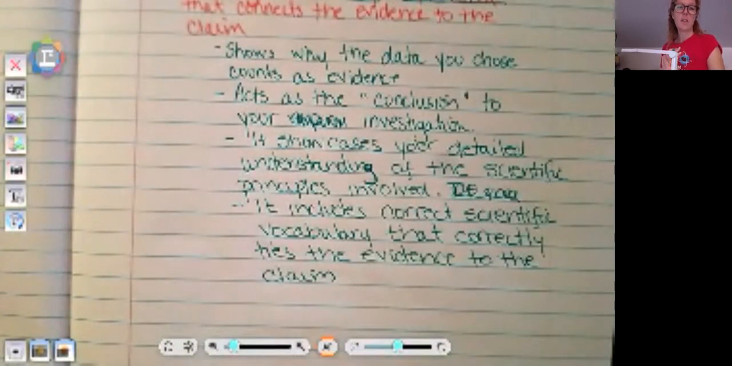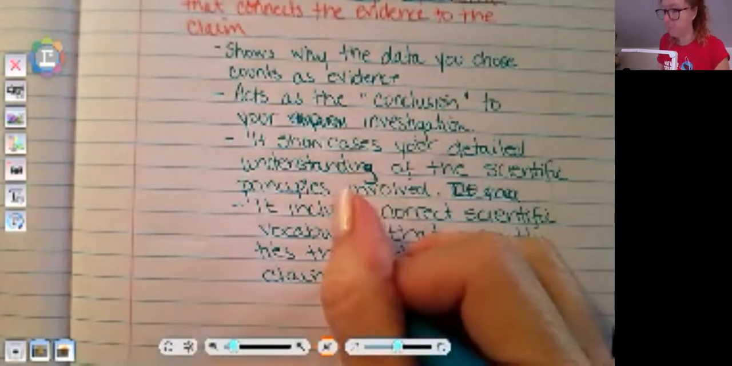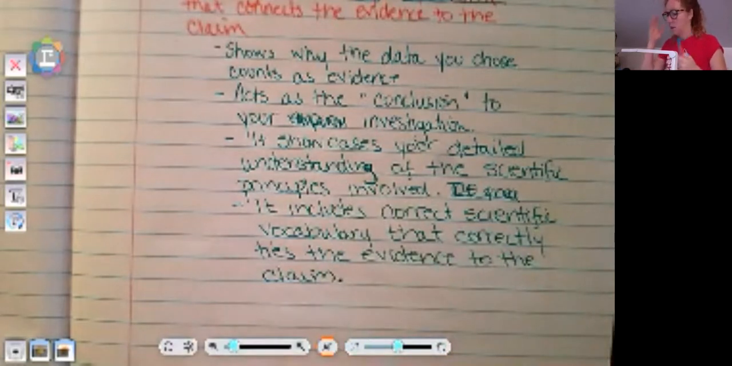So it's going to act as your conclusion. It's going to say why you chose the data you chose. Why does that support your claim? It's going to showcase your understanding of those scientific principles, and it's going to include the correct vocabulary that ties the evidence to the claim. So when you are writing your reasoning, here's a checklist for you.